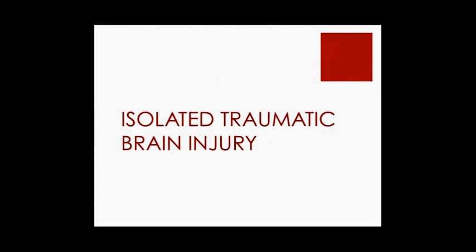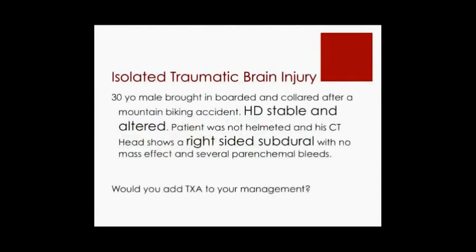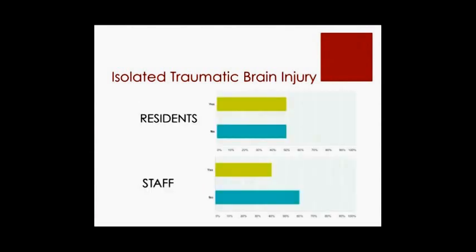So let's move on to isolated traumatic brain injuries. This was the case I presented to you in the survey. 30-year-old male, mountain biking for some reason without a helmet. It's a fake kind of scenario, it doesn't really make sense. Had a low GCS, found to have a right-sided subdural and lots of bleeds. Who would give TXA? I was actually kind of surprised by the results. It's kind of a 50-50 split.